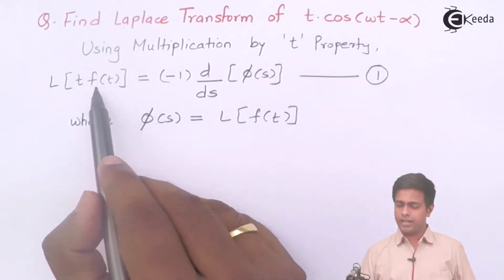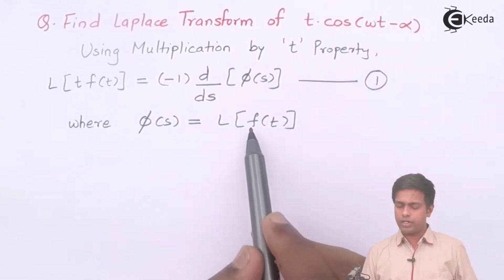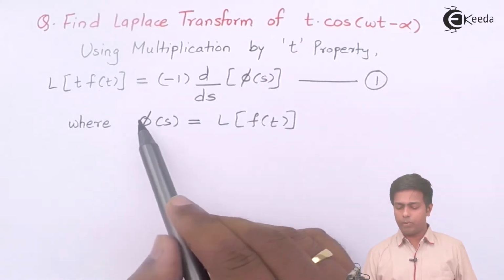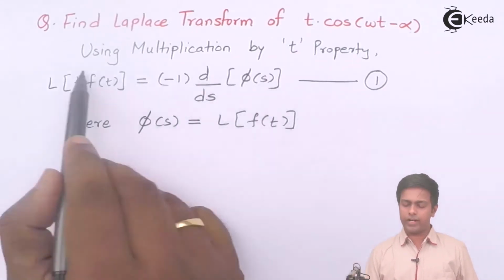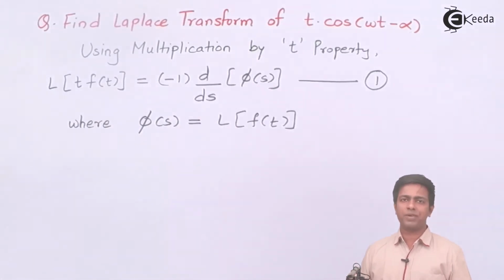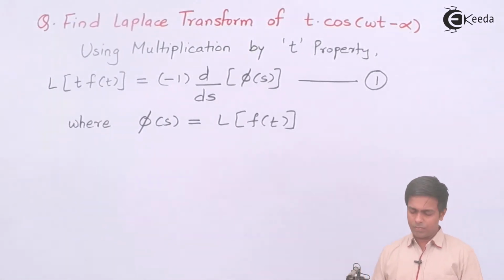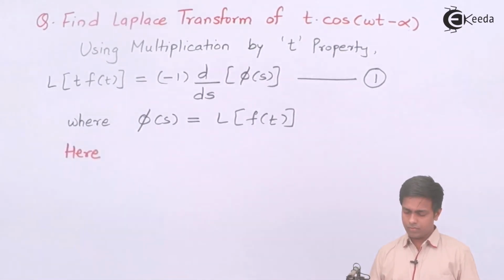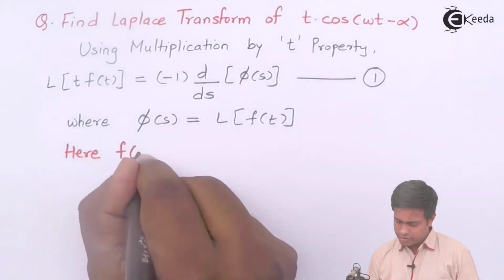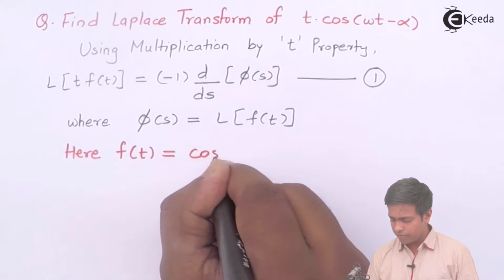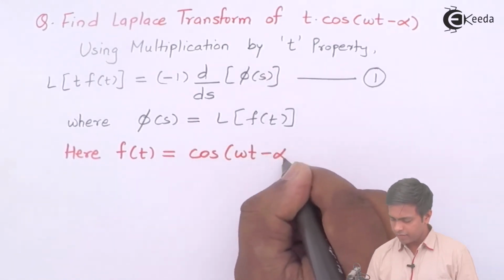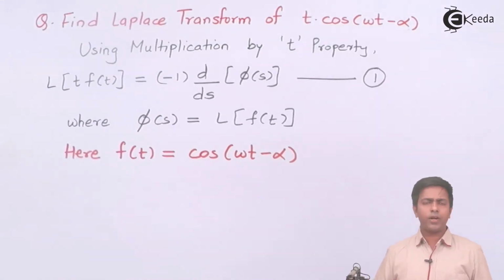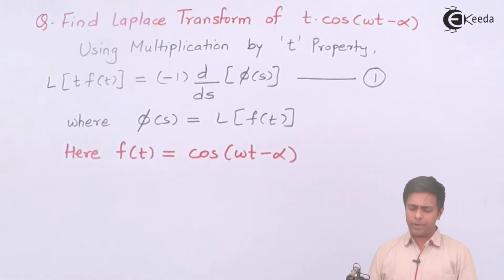So here let's identify function of t. Function of t is cos of omega t minus alpha. For that cos of omega t minus alpha, I'll find the Laplace, which will be called phi of s, and I will put that phi of s over here to get the final answer using multiplication by t property. So let's start, guys. Here f of t is cos of omega t minus alpha. Now let's find the Laplace of this. To find the Laplace, I'll take Laplace on both sides.